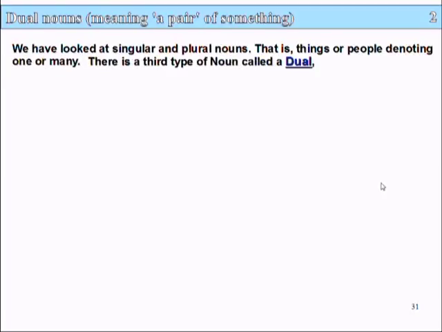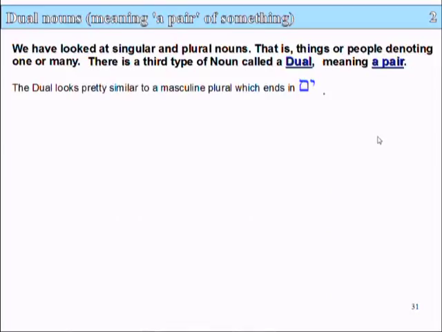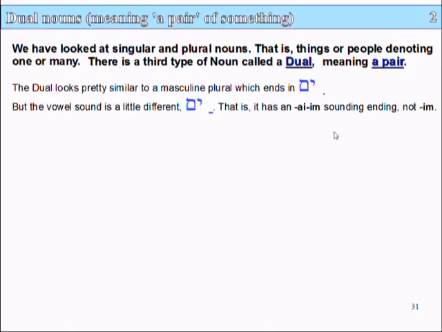And it doesn't mean one or more, it means two, a pair of something. So this third type of noun ending is called a dual, meaning a pair. A dual looks pretty similar to a masculine plural, which ends in em. But the vowel sound is a little different. It has an im sound to it. So it's not an em, it's an im. It's the same yod and mem, but it's got a different vowel there.